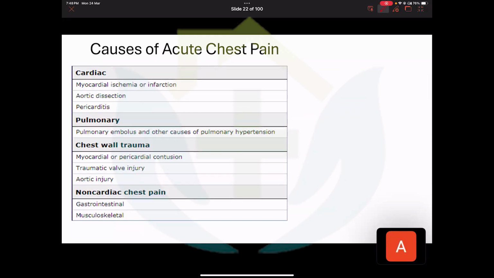Anyway, so what are the causes of acute chest pain? These are not required. These are the cardiac pains and what I have to rule out. In EDIC 1, what they will ask is ischemia, infarct, aortic dissection, pericarditis, pulmonary embolism, and gastrointestinal. So these are the ones that they usually ask. The others are not usually asked in EDIC part 1.